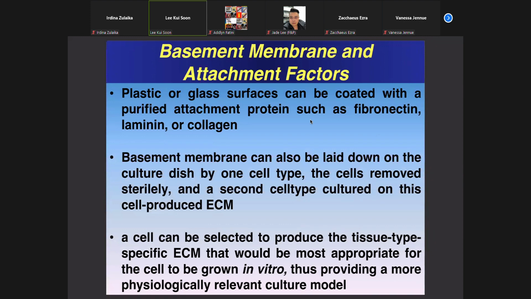And the basement membrane can also be laid down on the culture dish by one cell type, and this cell will be removed sterilely, and the second cell type is cultured on this cell-produced extracellular matrix. And a cell can also be selected to produce the tissue-type specific extracellular matrix that would be most appropriate for the cell to grow in vitro. That's providing a more physiologically relevant culture model.